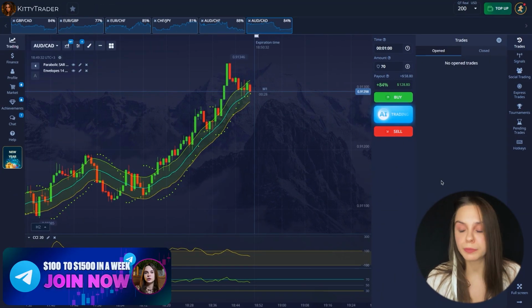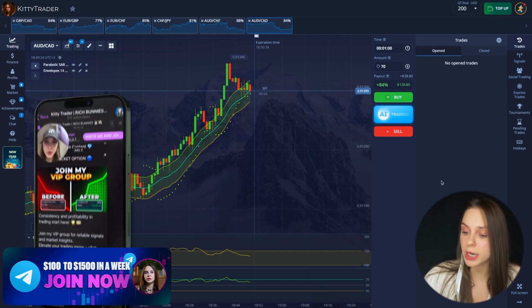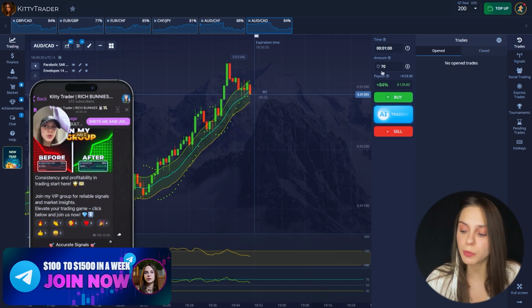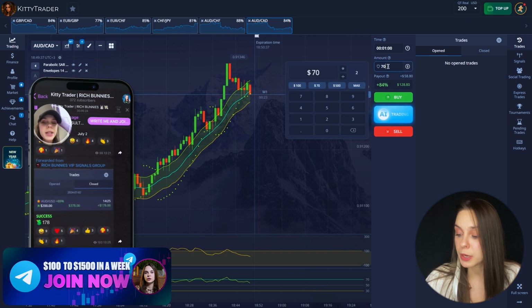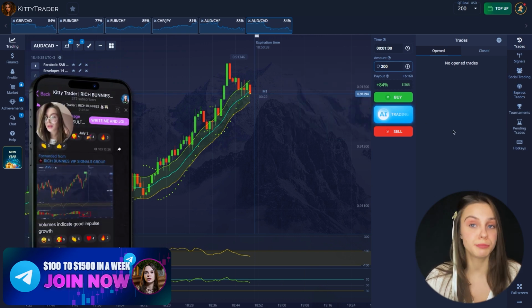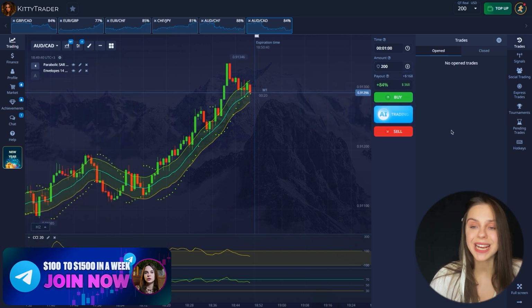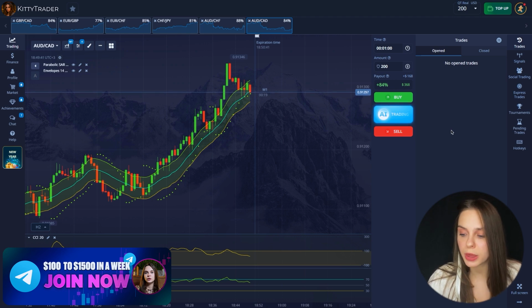Let's go, guys. Here we are on Pocket Option Broker. Our initial balance is $200. The transaction amount is also $200. The transaction time is one minute. The time frame on the chart is one minute. We have four indicators, and now I will begin to demonstrate their settings.